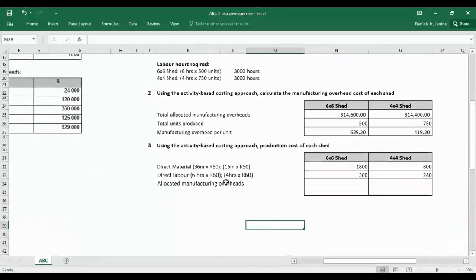And then we just need to put in the allocated manufacturing overheads, which we've calculated here in part two. So this is per unit. It's 629 rand and 20 cents per unit. So I'm going to take that as is. And for the 4x4 shed, it's 419 rand and 20 cents. And then I can just total the three costs. Okay, so your direct material plus your direct labor plus your allocated overheads will give you the total production costs.